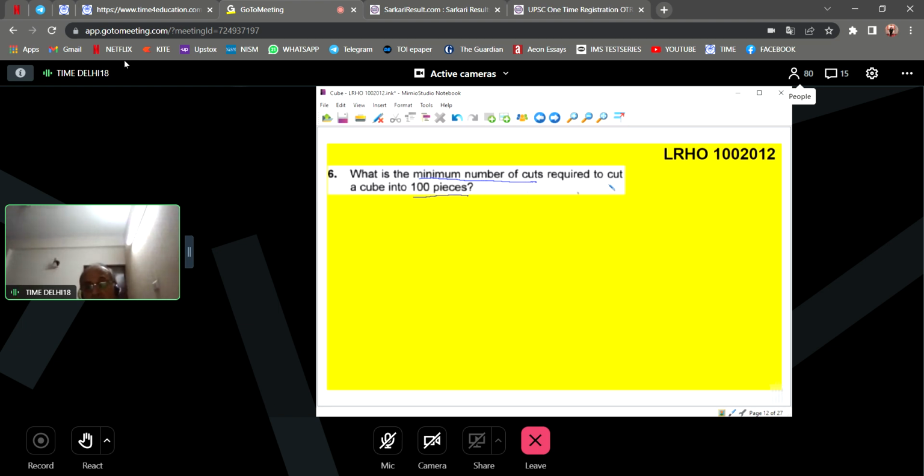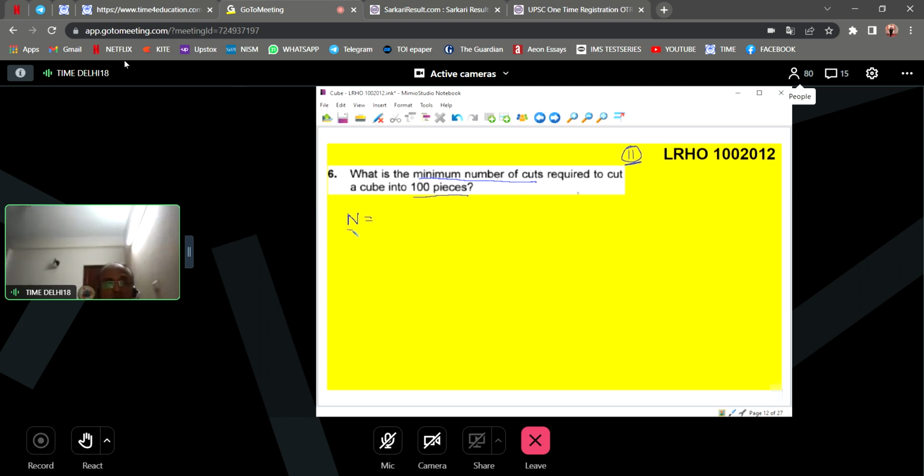How do we get this? See, all those who are giving the answer as 11, they are giving the right answer. They're giving the correct answer. But how do I get this number? See, I'm looking for n pieces, total n pieces, with minimum number of cuts.